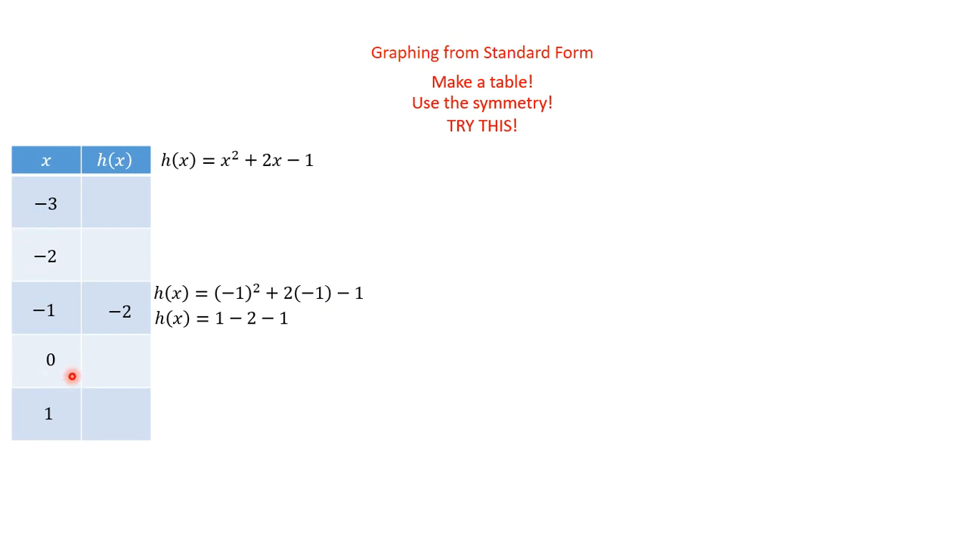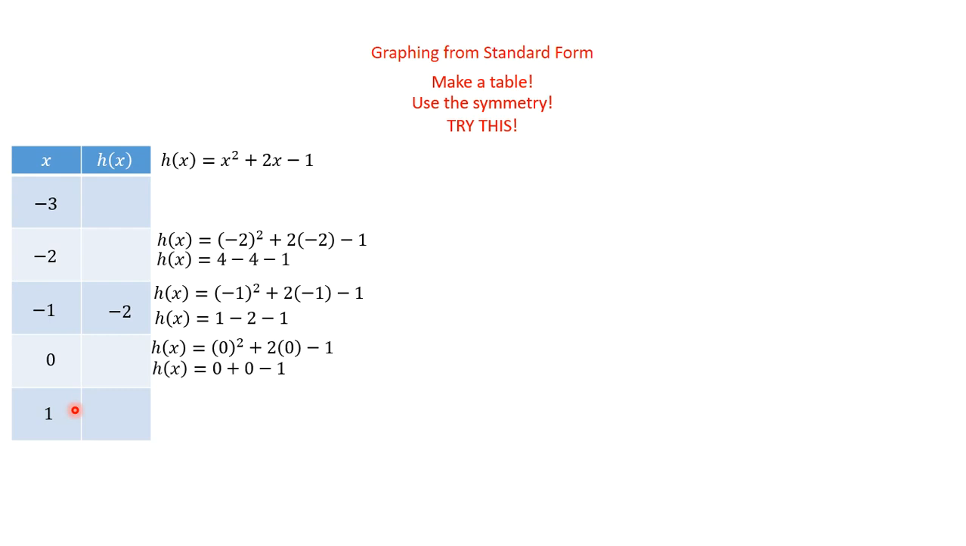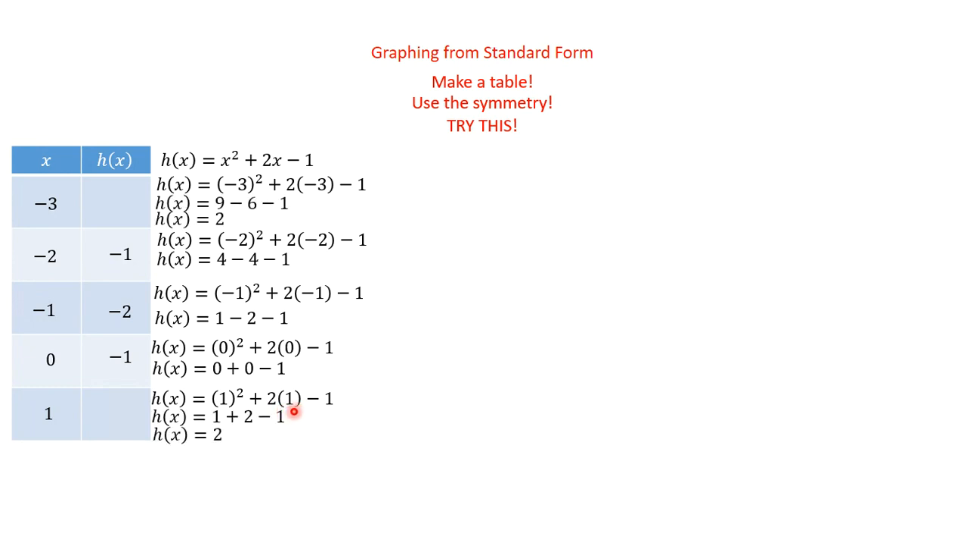So plug in 0. We have 0 plus 2 times 0 minus 1, which is negative 1. If you really want to plug in the negative 2, I have that shown up here, but I would be plugging in 0, which is 0 plus negative 1, which is negative 1, which means negative 2 is also negative 1. Then plug in 1. 1 squared is 1, plus 2 times 1 is 2, minus 1. 1 plus 2 is 3, minus 1 will give us 2. And again, notice up here, we also get 2. Plug that into the table.